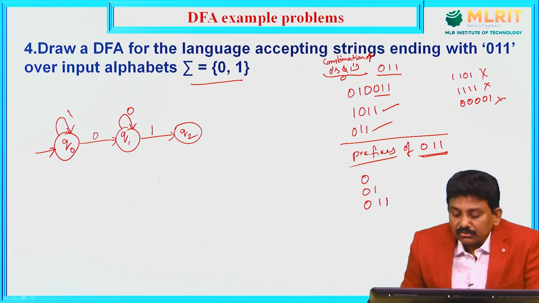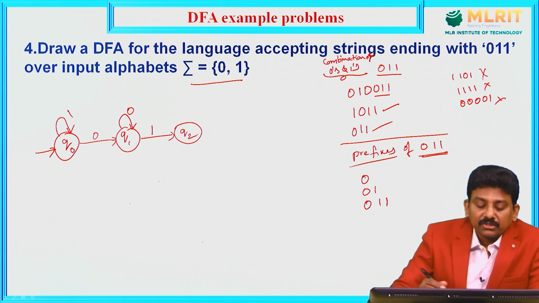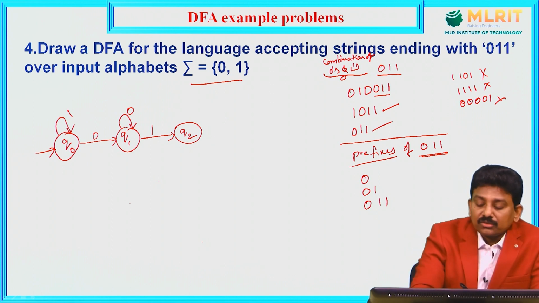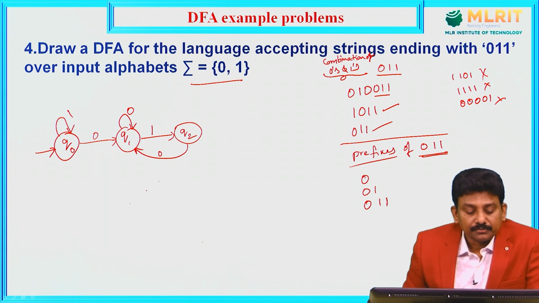In Q2, if you read 0, the current symbol is 0 and the previous symbol is 1, that is 1 0. 1 0 is not a prefix of 0 1 1, but 0 is a prefix of 0 1 1. So in Q2, if you read 0, I can go to Q1, because Q1 is meant for the prefix 0.